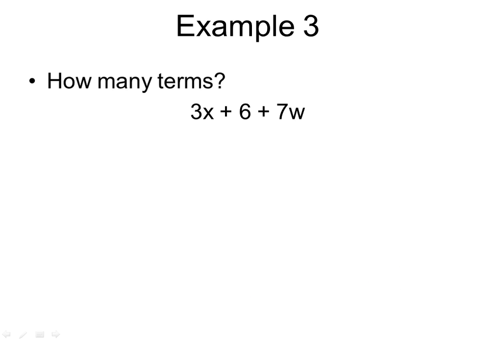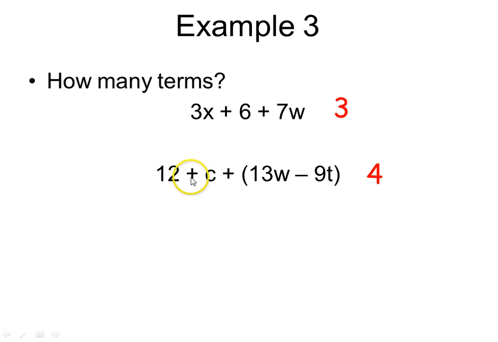Another example: how many terms are in this expression? Terms are separated by addition and subtraction. If we look here, separated by addition, we see 1, 2, 3 terms. 3x is a term, 6 is a term, 7w is a term. So there are 3 terms in that expression. If we take a look at another one, we have 12 plus c plus the quantity 13w minus 9t. Here we have 4 terms: 12, c, 13w, and negative 9t, because we can change this to a plus negative 9t.